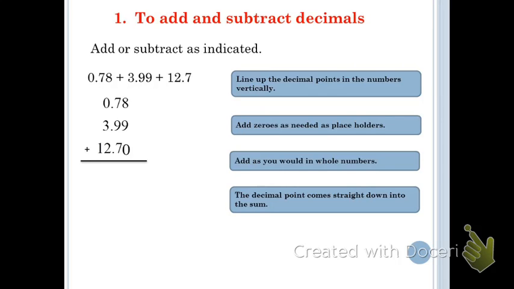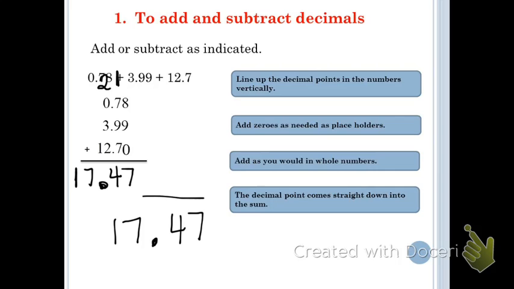8 plus 9 is 17. 7 plus 1 is 8. 8 plus 9 is 17. And 17 plus 7 is 24. My decimal comes straight down. 2 plus 3 is 5, and 5 plus 2 is 7. So we have 17 and 47 hundredths.